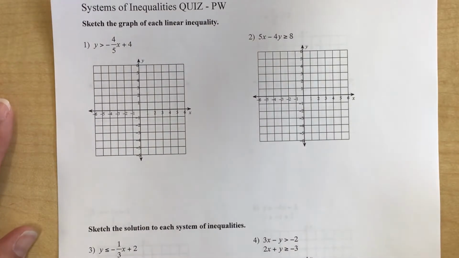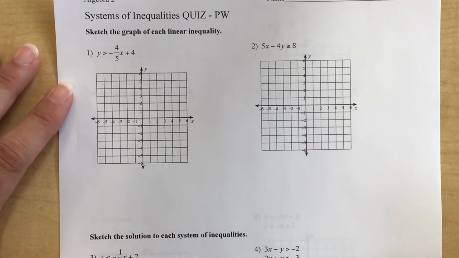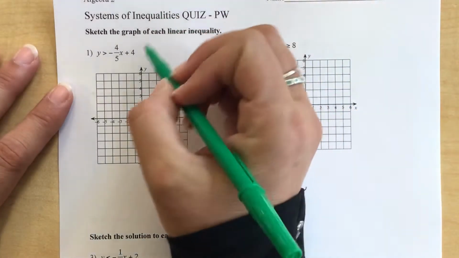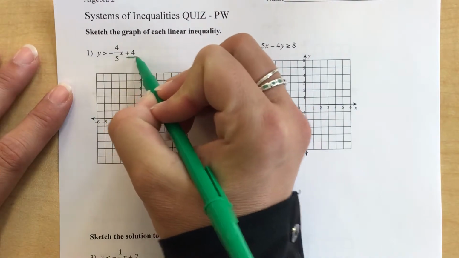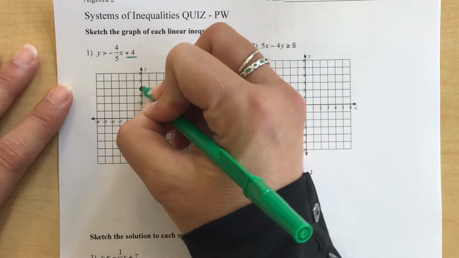Okay, so graphing inequalities. So this is just going to be practicing the graphing, and then I'm going to show you how to do the quiz part. So first, remember to graph. This is our y-intercept. So we're going to go to the y-axis at +4 and put a point.